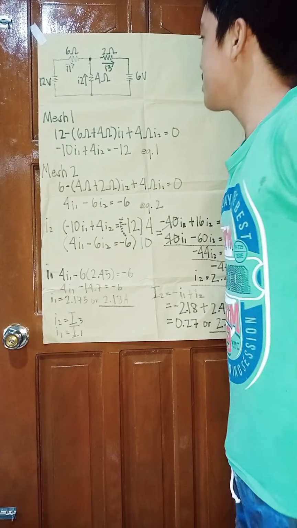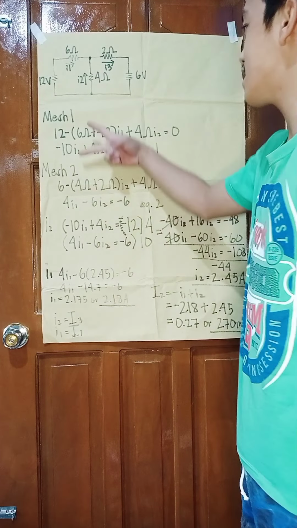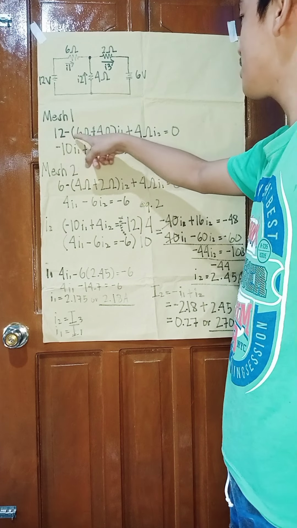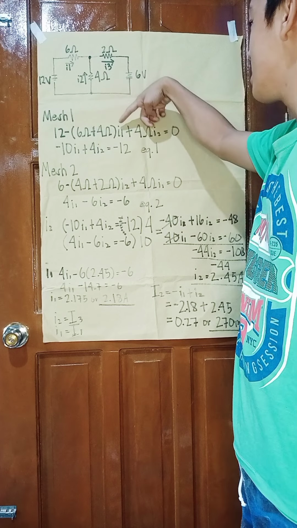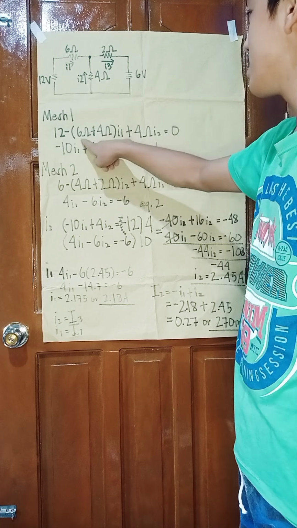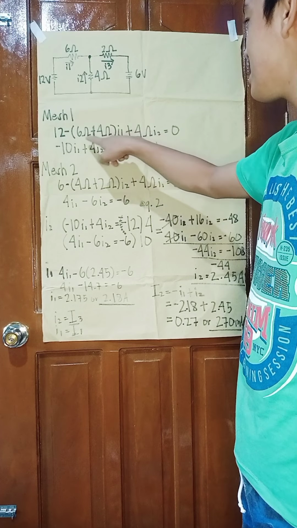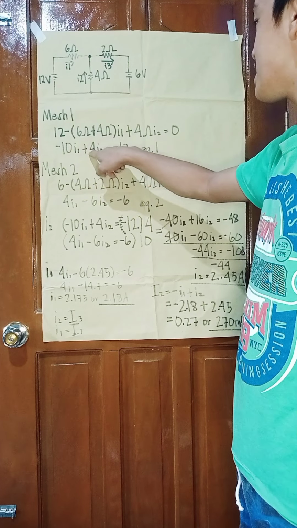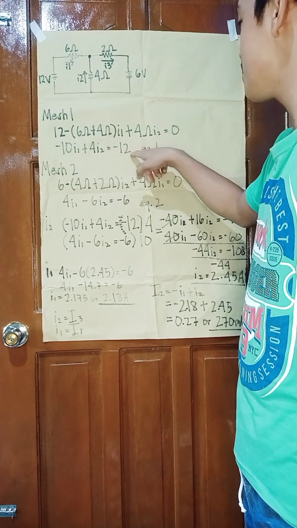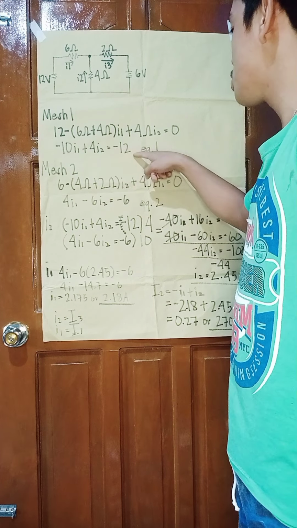So next problem is to find the I1, I2, and I3 using the mesh method. So first step is to find the mesh 1 or the equation 1. So the voltage is 12 minus 6 ohms plus 4 ohms times I1 plus 4 ohms I2 is equal to 0. So negative 6 plus 4 times I1 is equal to negative 10 I1 plus 4 I2. Then transpose the 12 into the right side. So negative 12. So the equation 1 is negative 10 I1 plus 4 I2 equal to negative 12.